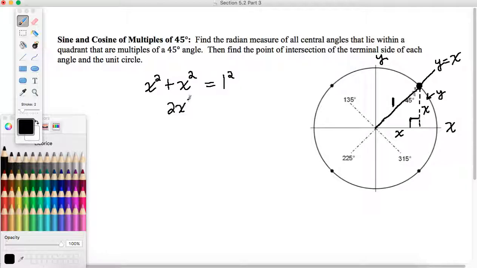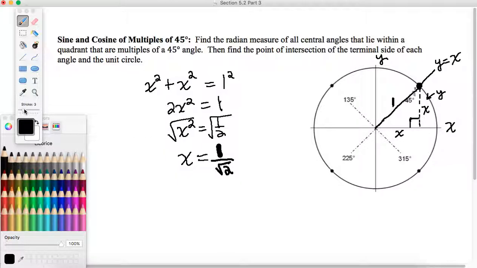Therefore, I get 2x squared equals 1. I can divide both sides by 2 and get x squared equals 1/2. Then I can take the square root of both sides. I get x equals, and I'd normally say plus or minus, but I'm not going to right now because I'm in the first quadrant and those are both positive values. The square root of 1 is 1, so I write 1 there, and the square root of 2, I'm going to leave as the square root of 2.